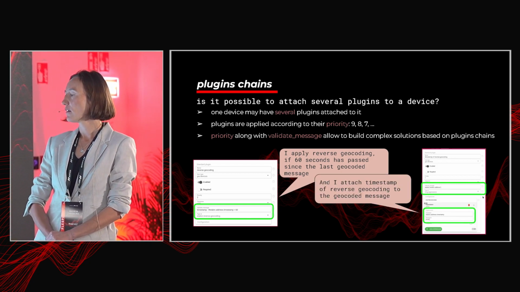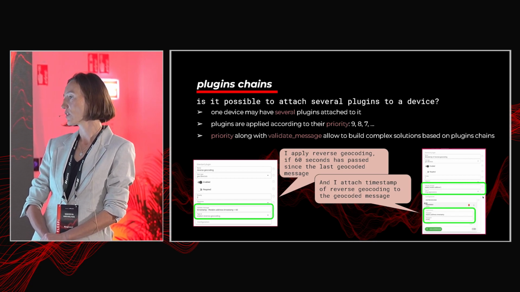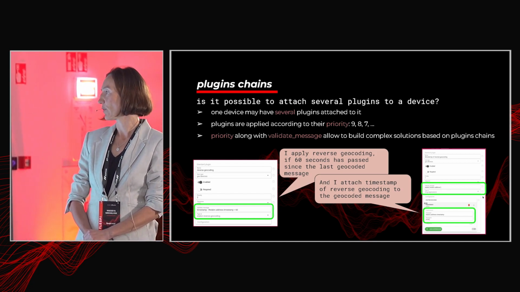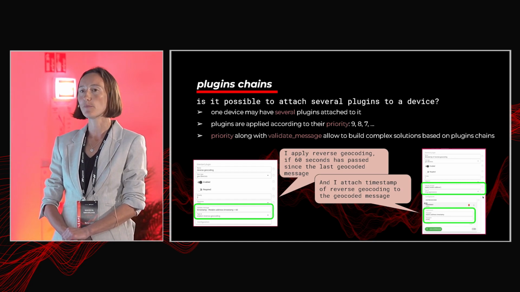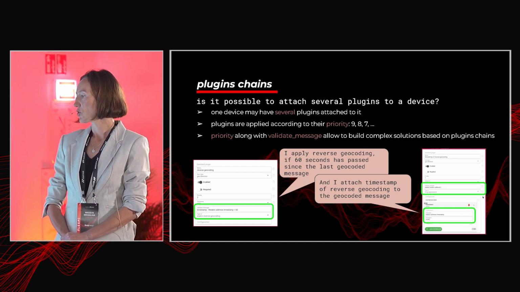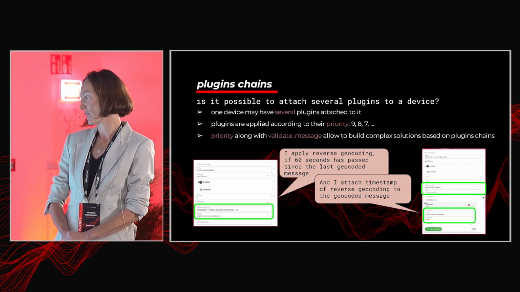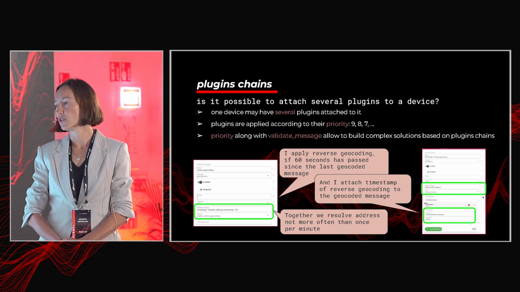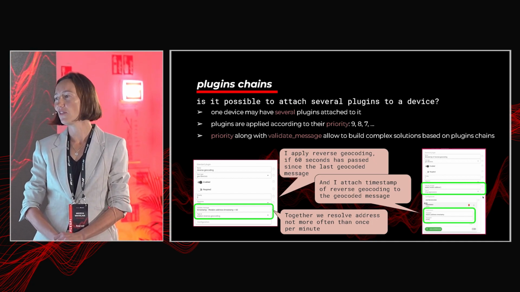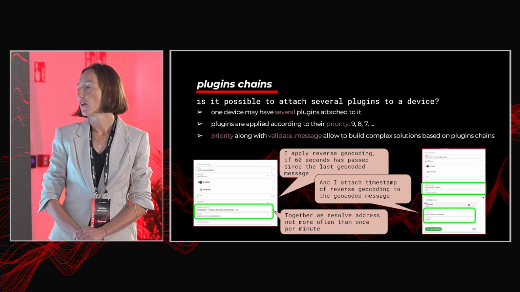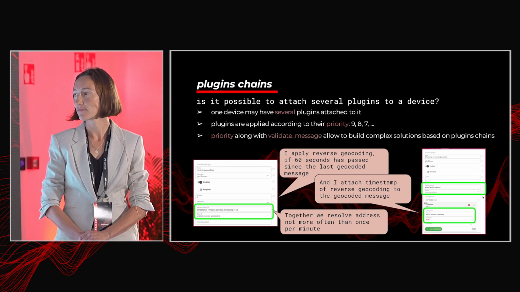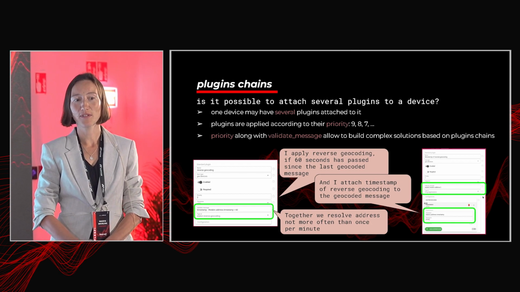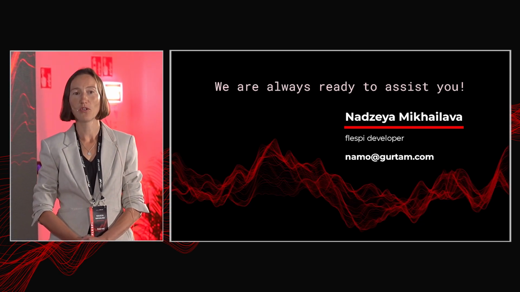The second plugin attaches a timestamp to the messages that were geocoded. This is also achieved with a validate message expression. It checks if the VLON address parameter is present in the current message, and in this case, stores the current timestamp into the VLON address timestamp parameter. And altogether, these two plugins resolve the address no more often than once per minute. This is needed so as not to exhaust access to the geocoding service. Such an example may seem rather complex and not obvious, but you should remember that we are always ready to assist you in our support chat.